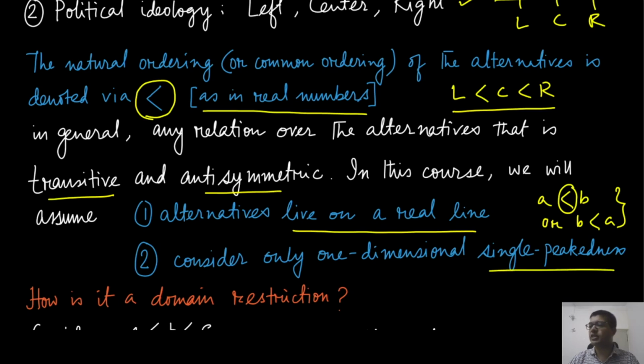And also we are going to consider only one-dimensional single peakness. So you can think that you have a two-dimensional space, and the preferences are something like a conical shaped preference. So you have a peak somewhere in this two-dimensional space, and it is uniformly falling from that point. But we are not going to consider that kind of a preference profile in this case. We are only going to have a one-dimensional projection of that. So we have one single real line, and on top of that the preference is a single peak.